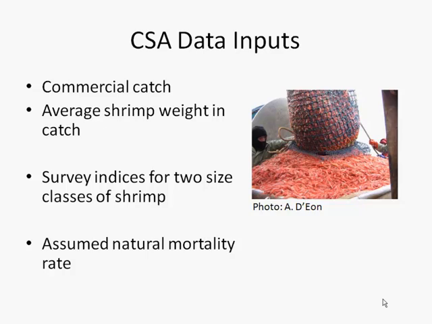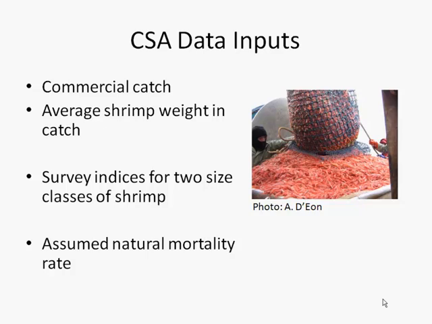So these are the data inputs to the CSA. There's commercial data from the commercial fishery, including the commercial catch. And then, very important, is an estimate of the average weight of a shrimp in the catch each year, because that's used to translate the landings in weight, in pounds, to landings in numbers of shrimp. So those data come from the commercial sampling that Maggie talked about.